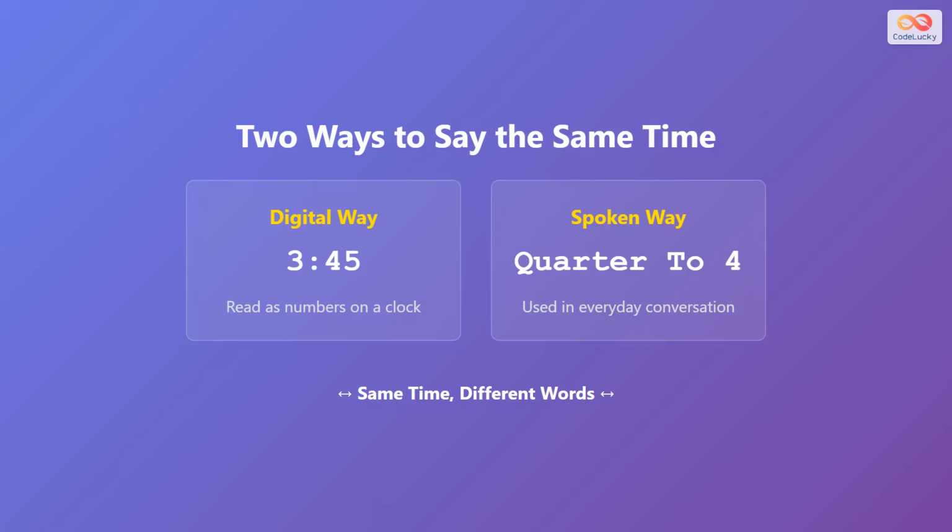Every time can be said in two different ways. The first way is the digital way, where we read the numbers as they appear, like 3:45. The second way is how we speak in everyday conversation, like quarter to 4. Both ways describe exactly the same moment in time, just using different words.